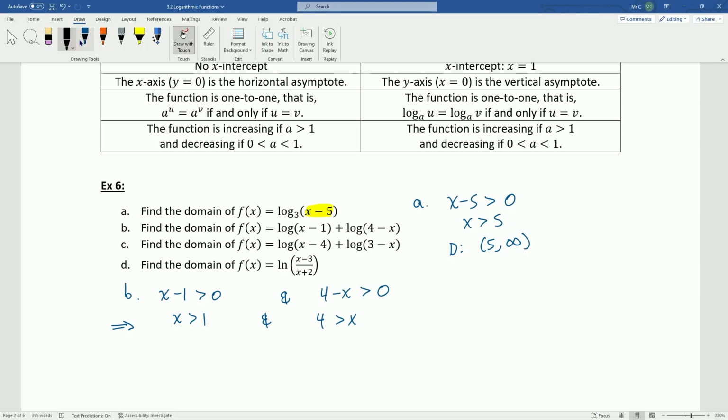So if I'm not sure where that happens, I can go ahead and just draw a little number line. Let's say here's 0, here's 1, here's 4, right? X needs to be less than 4, and x needs to be greater than 1. So the question is, where do these two overlap? And that's right in between here. So that tells me that the domain for this thing is between 1 and 4.